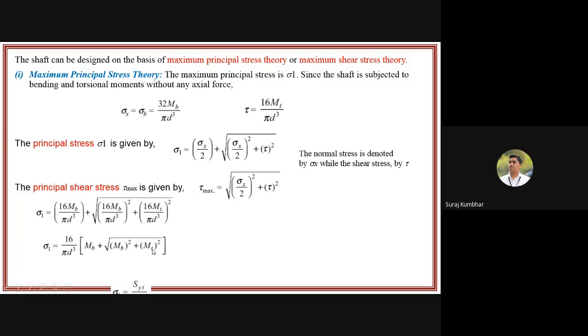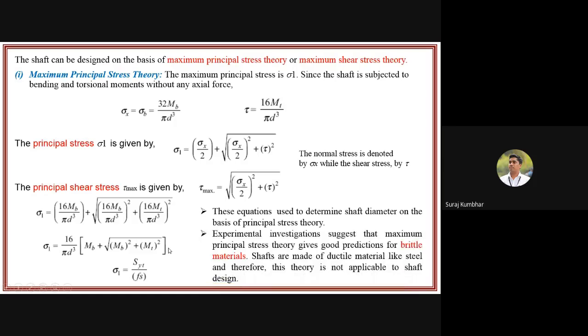Now, as you know, sigma 1 is equal to yield strength upon factor of safety. You can put the value here and find out the diameter. So sigma 1 is nothing but the yield strength in tension upon factor of safety. We have already seen that formula. These equations are used to determine the shaft diameter on the basis of principal stress theory.